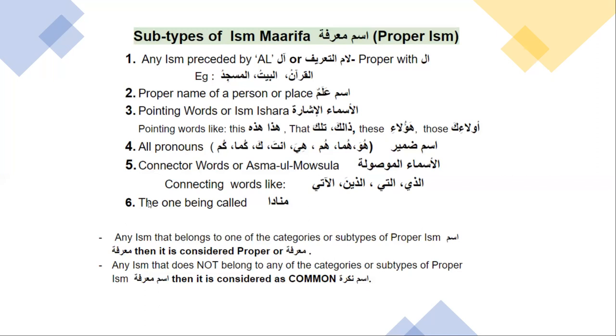Then comes a sixth category, in which the person being called is specified. For example, if there is a group of five students and among them I call Saad, Ya Saadu, I'm calling only one boy. That particular boy becomes specified when we call him. We are specifying one person. Or if someone calls a group of individuals, then that group is specified. So whether a person or a whole group is being called, that becomes ism marfa, munada.